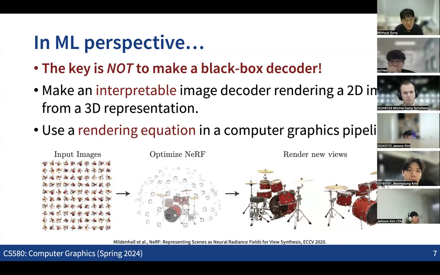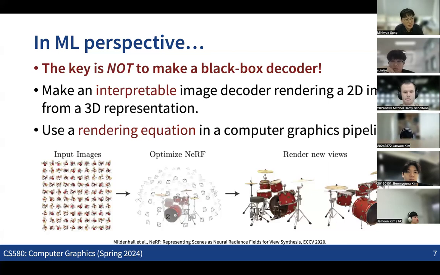As far as I know, there is no specific, exact definition of neural rendering. But in my understanding, neural rendering would be these kinds of cases: we want to make an image decoder which is produced not by a black box decoder, but by a rendering process starting from a 3D representation. I think this is quite an interesting perspective, because when we leverage a more interpretable system for producing 2D images, and especially utilize the rendering equation that we have been using in many graphics pipelines, it actually performs way better than a black box neural net decoder.